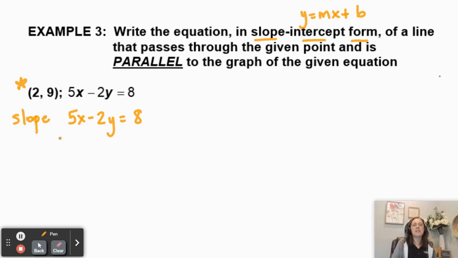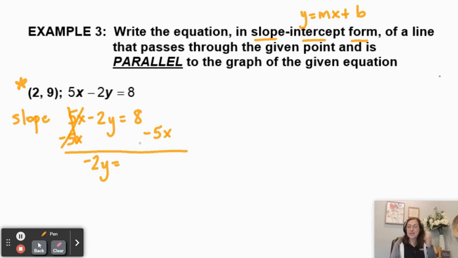So let's start by subtracting 5x. Remember, we cannot subtract 8 minus 5x because the 8 doesn't have an x and the 5 does. So they're not like terms. 5x minus 5x cancel, leaving me with negative 2y equals. Now over here on the right side, I like my x's to come first, so I'm going to write that as negative 5x plus 8.